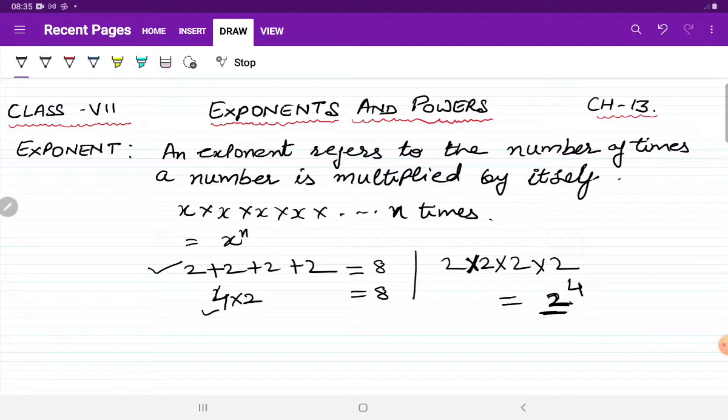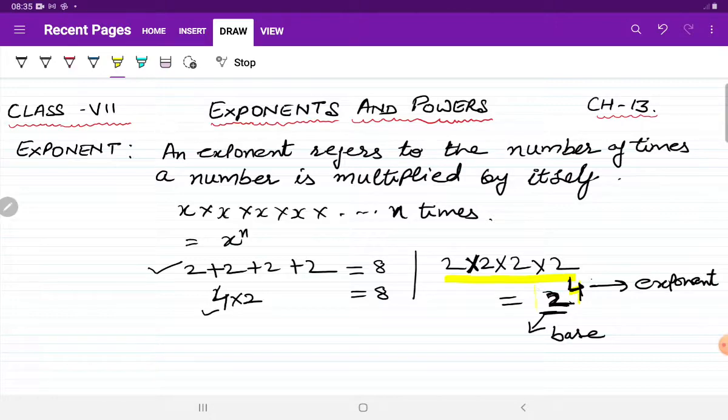Okay, so this 2 is what? This is my base, and this 4 is the exponent. Now what is an exponent? An exponent refers to the number of times a number is multiplied by itself. Here 2 is multiplied by itself. How many times? 1, 2, 3, 4. 4 times. So I am taking power 4.